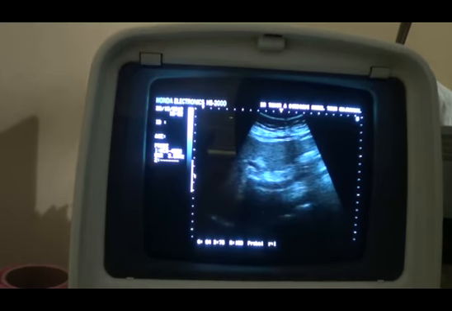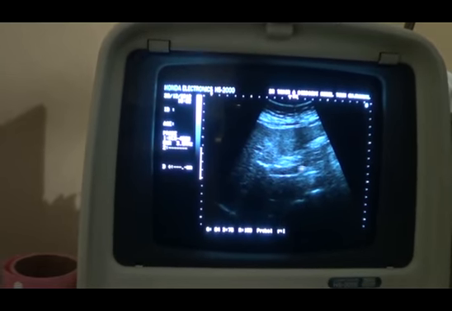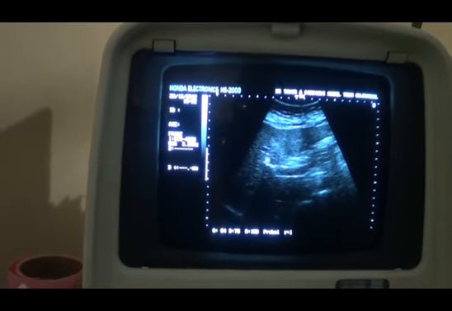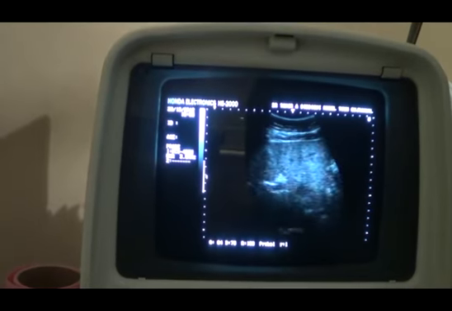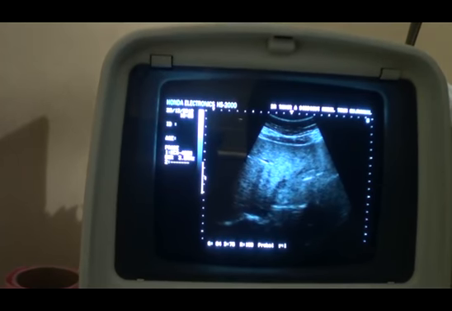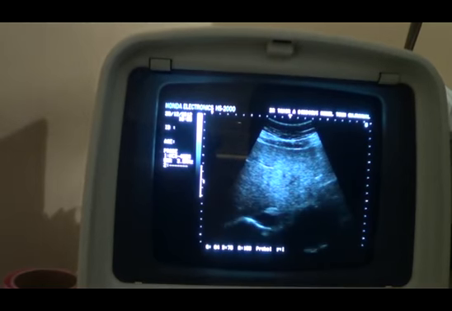This is for the analysis of the periportal echoes. You see this is the portal vein, and the periportal echoes are relatively attenuated. They are not that sharp, and they are not brighter as they are seen in the normal cases.